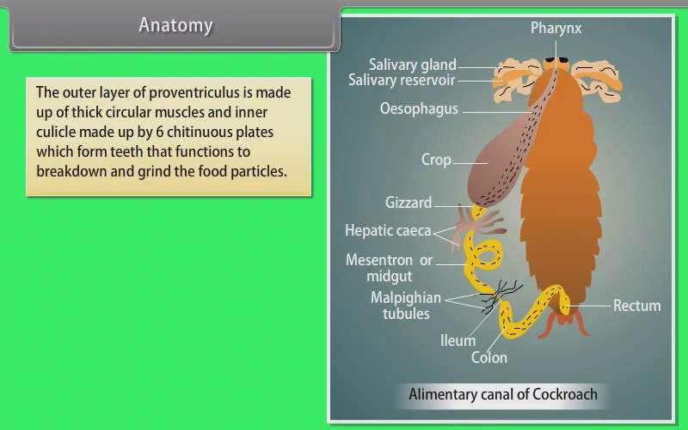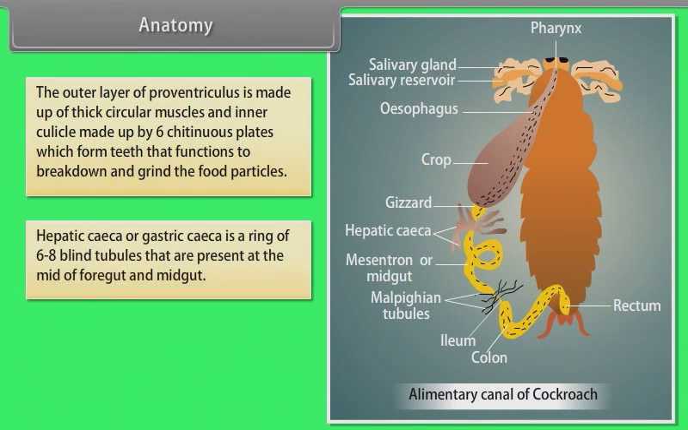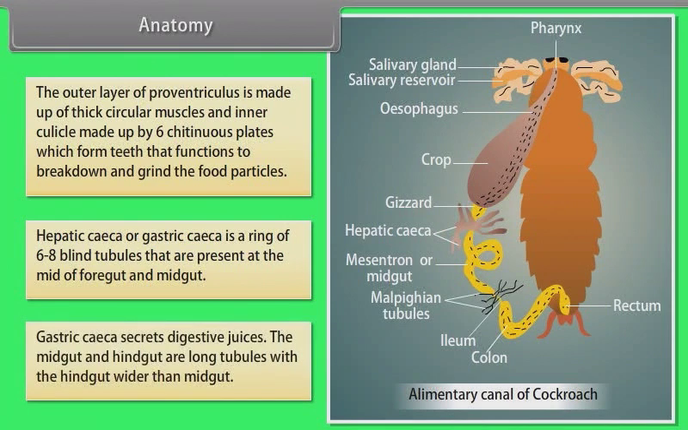The outer layer of the proventriculus is made up of thick circular muscles, and the inner cuticle is made up of 6 chitinous plates, which form teeth that function to break down and grind the food particles. The hepatic caeca or gastric caeca is a ring of 6 to 8 blind tubules present at the junction of foregut and midgut. The gastric caeca secrete digestive juices.